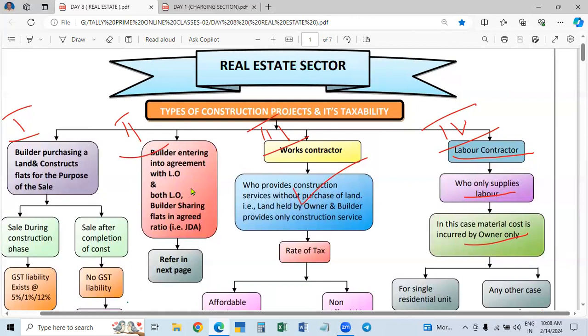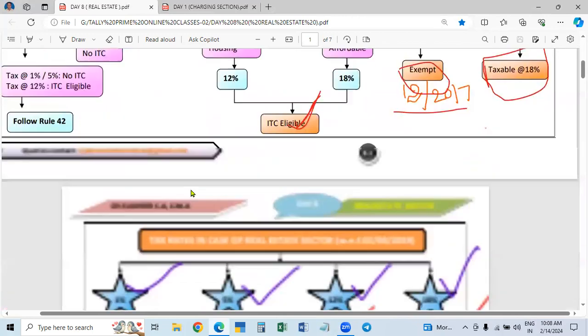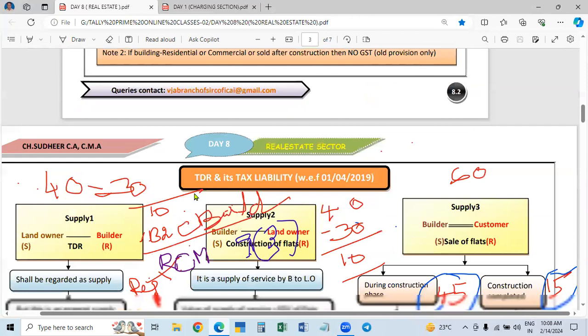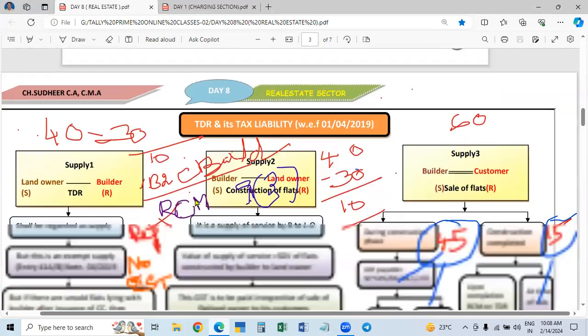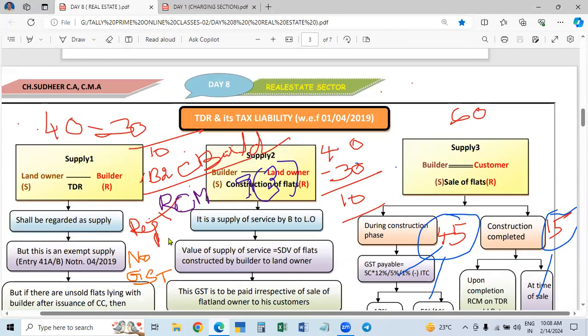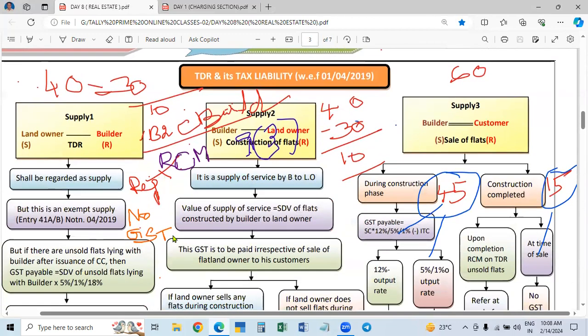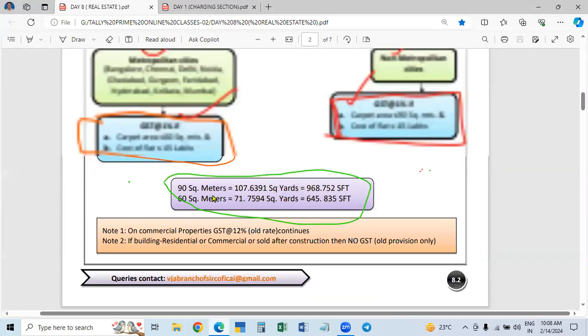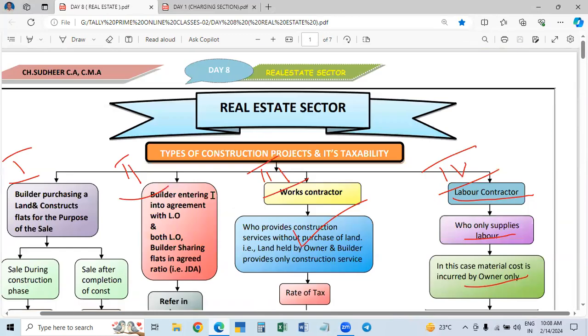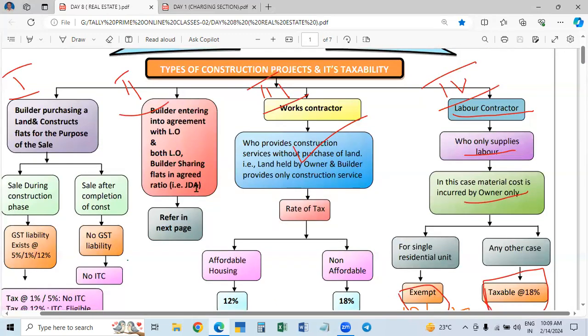The builder and the landowner enter into a joint development agreement, so that the landowner gives the development right to the builder. That is, he transfers the development right, called TDR, transfer of development right. Most of the projects in India come under this category.